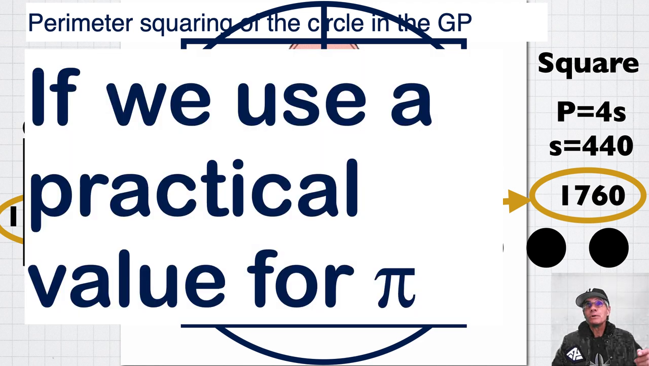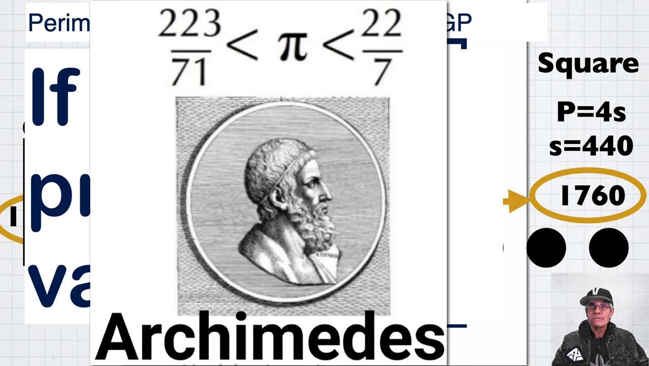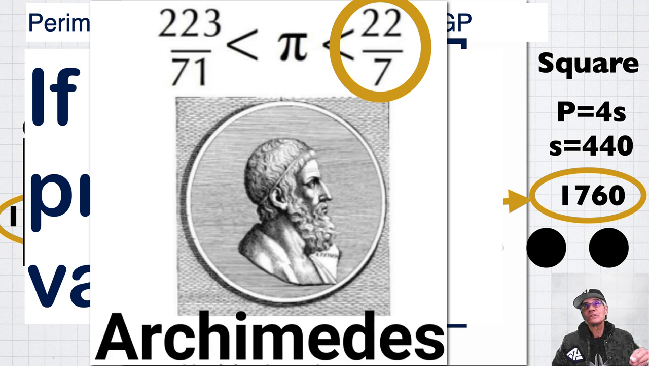But if we use a practical value for pi, because pi is ultimately unknowable, it goes on forever. If we use a practical value, the Archimedes pi is a famously used value, 22 sevenths. Now you notice that 223 over 71 is a little bit less than pi, and 22 sevenths is a little bit more than pi, but 223 over 71 is too bulky to use. So 22 sevenths is not only a practical value, but Harry Sievertson, a great metrologist who studied the history of metrology all around the world, shows that 22 sevenths is used as a measure in so many ancient buildings in different cultures. So 22 sevenths has been used as a practical way to get at pi.